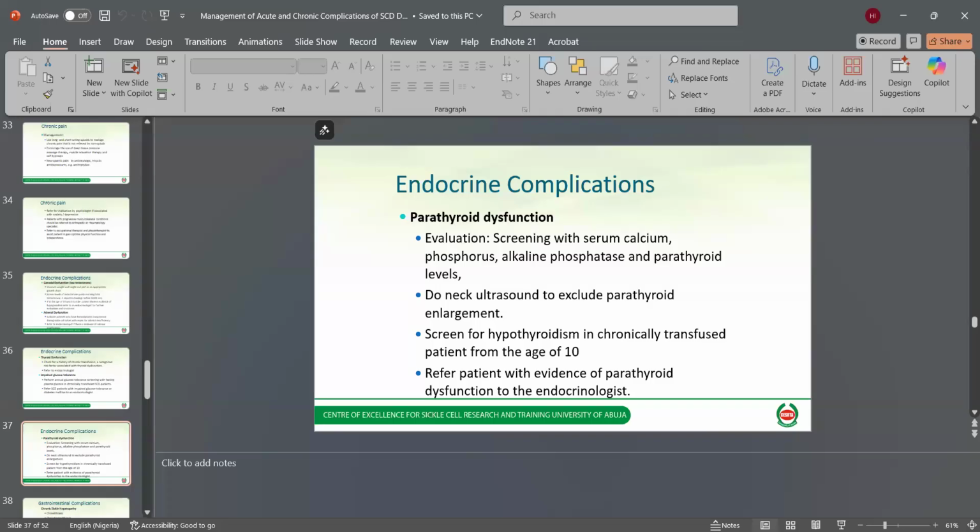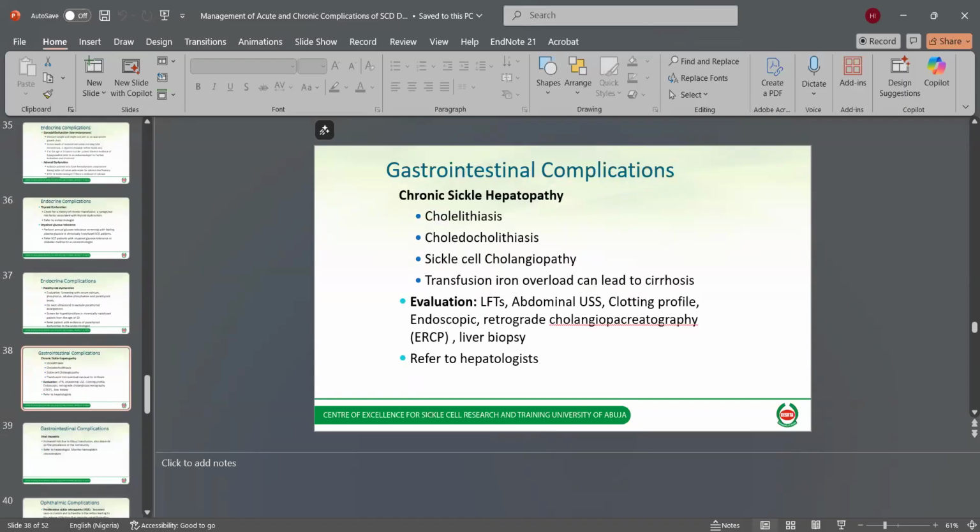Parathyroid dysfunction. Screen the patient for serum calcium, phosphorus, alkaline phosphatase, and parathyroid hormone levels. Do a neck ultrasound to exclude parathyroid enlargement. Screen for hypothyroidism in chronically transfused patients from the age of 10, and refer patients with evidence of parathyroid dysfunction to the endocrinologist.